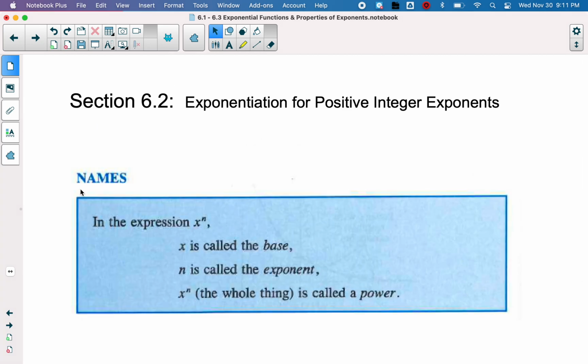Next concept here is more about the language than anything. If you're looking at an expression that is x raised to the exponent of n, this entire thing is called the power. X to the n is the power, and the power is made up of a base and an exponent. X is the base in this case, n is the exponent, and again, the whole thing is the power.